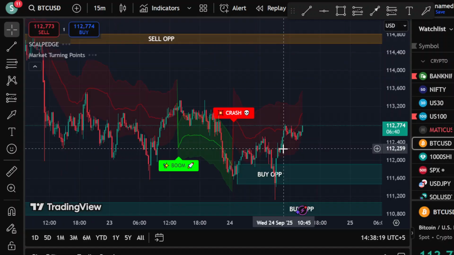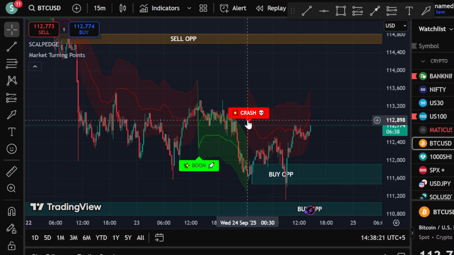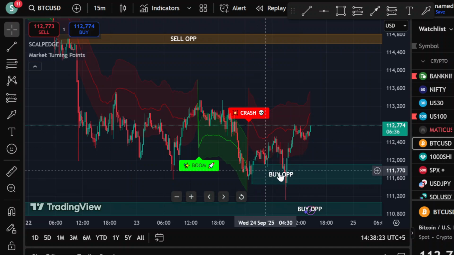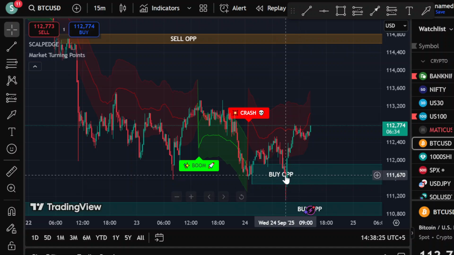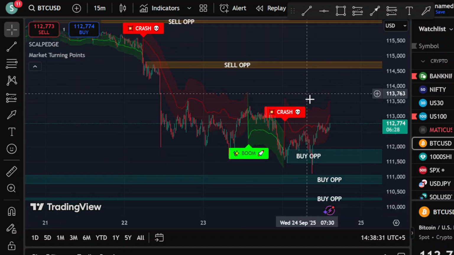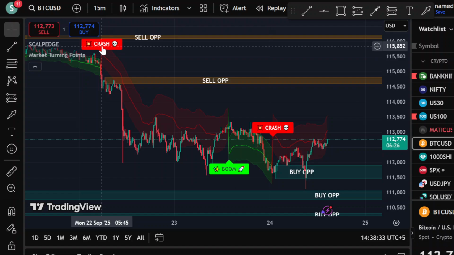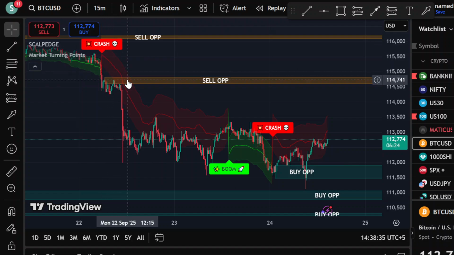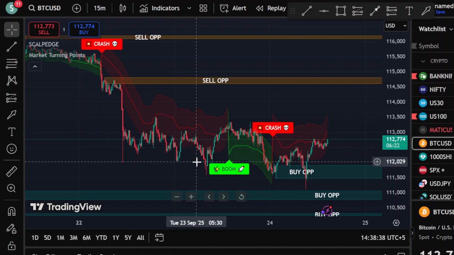I can also show how it's performing on Bitcoin. Now just look at it. Crash signal, but the Market Turning Points indicator has the buy opportunity level. It means you don't need to trade that signal. And if we go back, look, this is a very good confirmation: crash plus selling opportunity from the Market Turning Points, and then see the ride.